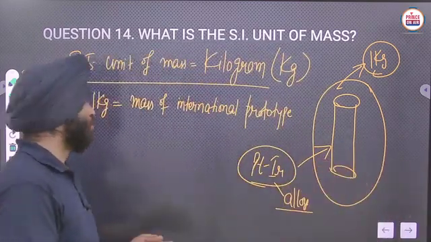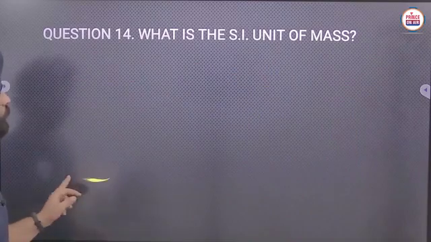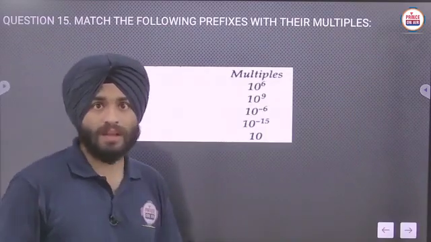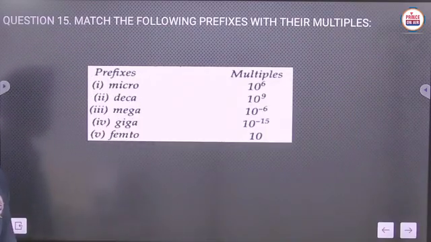So that mass is supposed by us, or you can say by scientists. Now the next question is, match the following prefixes with the multiples.